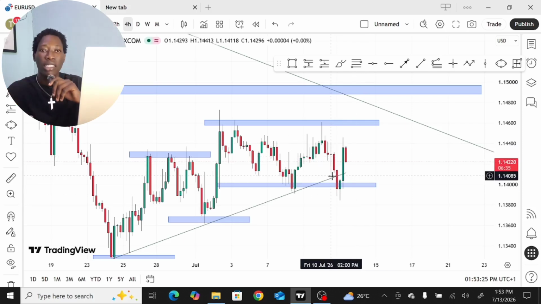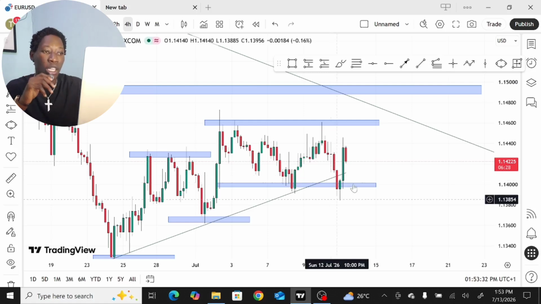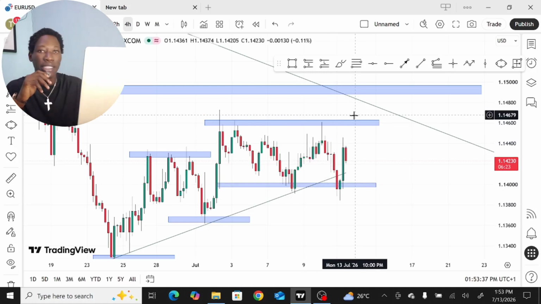Now, how do you take advantage of this market? The easiest way to take advantage of this market is to simply wait for the market to either break this support level or break the resistance level, right? That's how you take advantage of Euro USD. But if you have to take a trade now, it will be too late for you to take a buy trade right now, because the market right now, it's a buy.